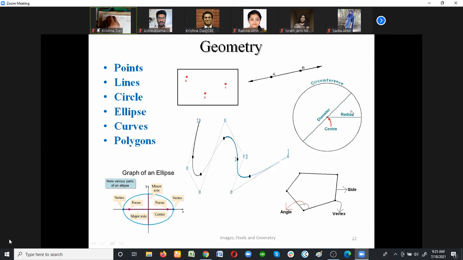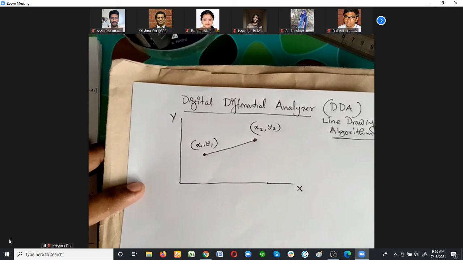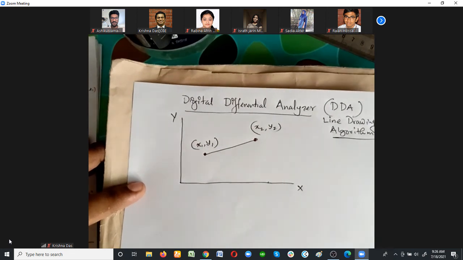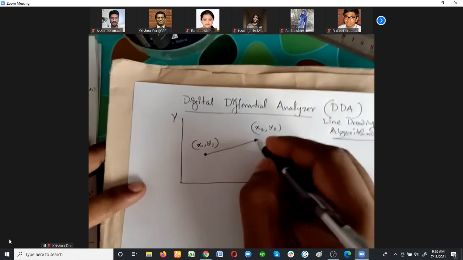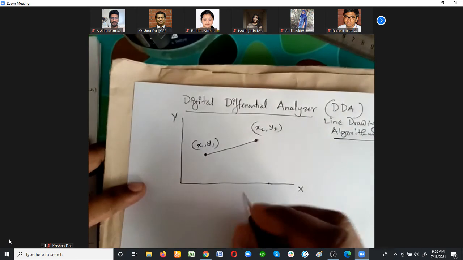This is my x, this is my y. And we know that any line can be found by only 2 points, and those 2 points are the end points, because a line is infinite if we don't have any end point.